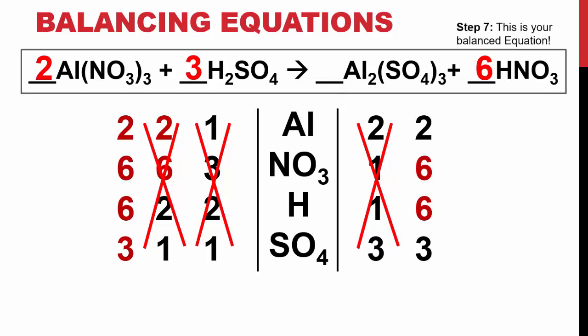So this would be our final balanced equation, which is a 2 to 3 to 1 to 6 ratio. This cannot be simplified. So this is what we call a double replacement reaction. We're swapping out the positive metals with each other.